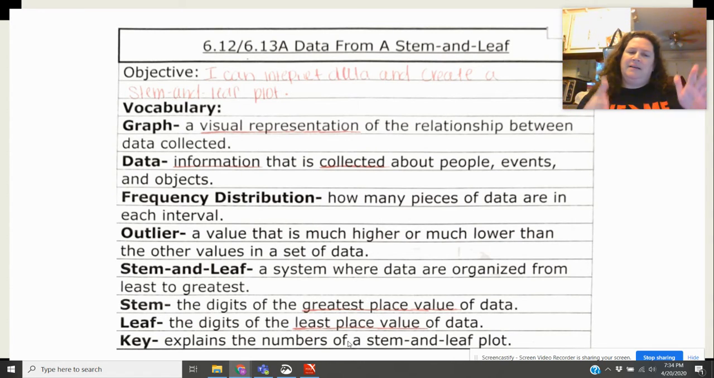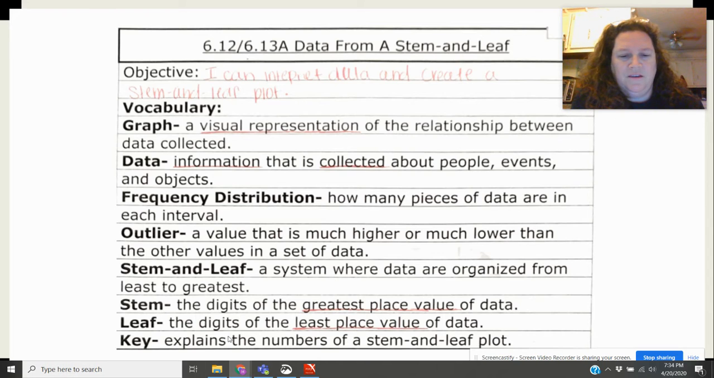So sometimes the stem has more than one digit, and sometimes the leaf has more than one digit, but the stem is all the same place values and the leaf is all the same place values. So when it says place value, it could be more than one digit, okay? The digits of the greatest place values. The key explains the numbers of the stem and leaf plot. Without a key, you can't read a stem and leaf. It's just not possible. So when you create a key, one of the biggest things is to understand what the key represents and how to write one.